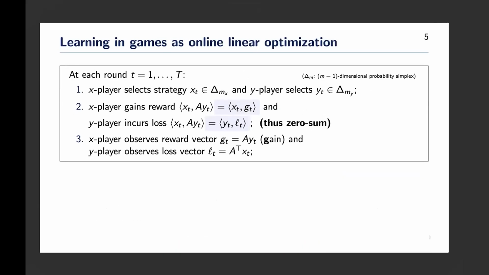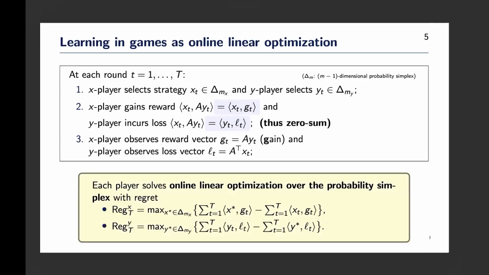In the second line, we can see that X player's gain can be written as the inner product of x_t and g_t, and Y player's loss can be written as the inner product of y_t and l_t. So for both players, they are observing the gradient vector g_t or l_t, and they are trying to maximize their cumulative reward based on these observations.